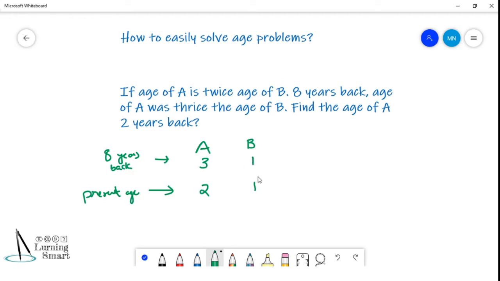So the difference should be same. Take difference. 3 minus 2, that's 1. 1 minus 1, 0. So in order to make the difference same, you have to find the difference. 3 minus 1, 2. 2 minus 1, that's 1. Multiply the difference between 2 and 1 to the first ratio, and multiply the difference between 3 and 1, that's 2, with the second ratio.